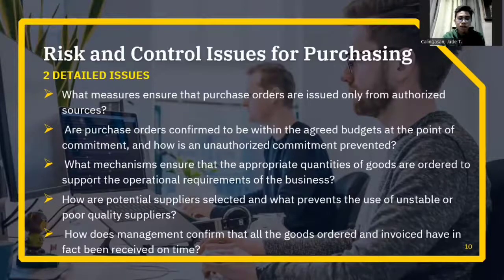What mechanisms ensure that appropriate quantities of goods are ordered to support the operational requirements of the business? How are potential suppliers selected, and what prevents the use of unstable, poor quality suppliers? How does management confirm that all goods ordered and invoiced have in fact been received on time?